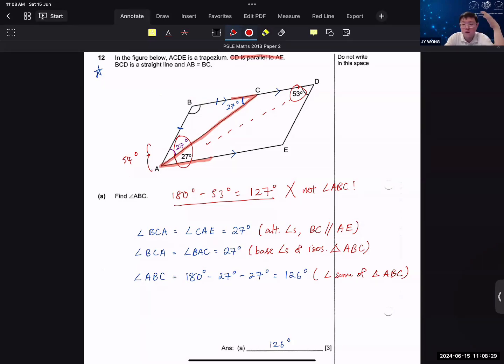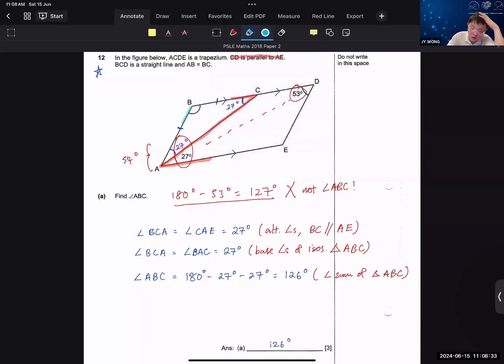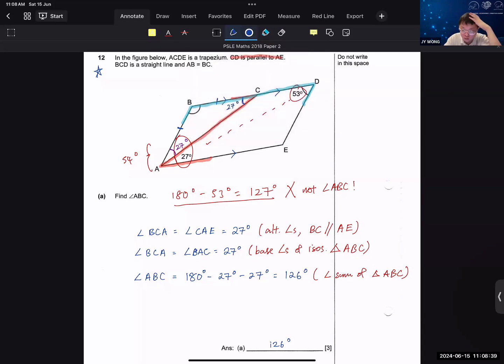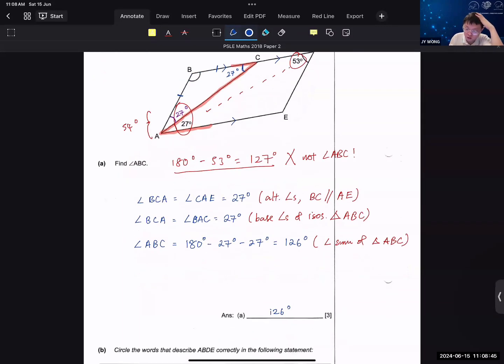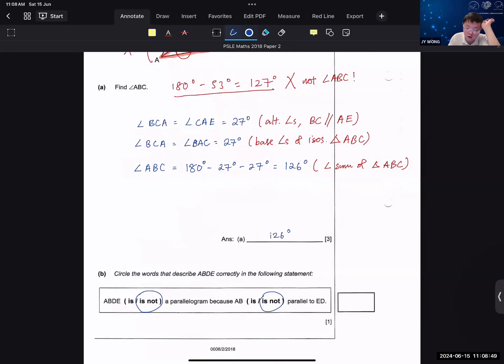Okay? The other way to prove that it's not equal is if you do it this way, right? Then you will find that ABC is supposed to be 127 degrees, but actually we found in the previous part, it is 126 degrees. So they are not equal. And that is the other way that you know that it's not a parallelogram.